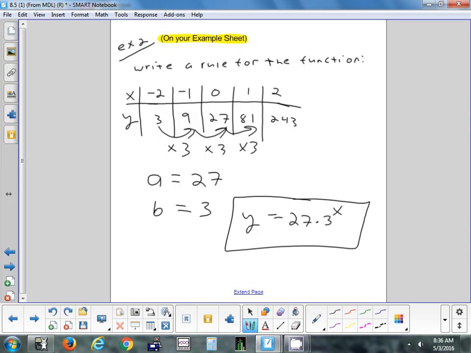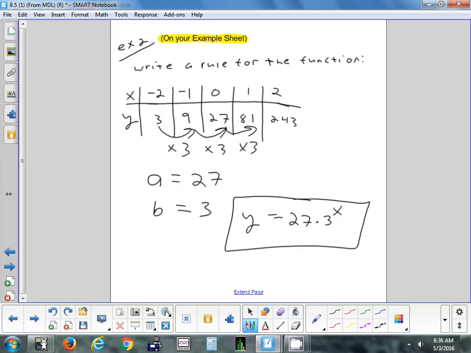Okay, and notice, look how quick this function goes up. If you look at your y values, they start at 3, then they go to 9, 27, 81, 243. Pretty soon it's already going to be in the thousands, and x is only going to be like 4 or 5. So exponential functions go up very quick. And they can also come down very quick.